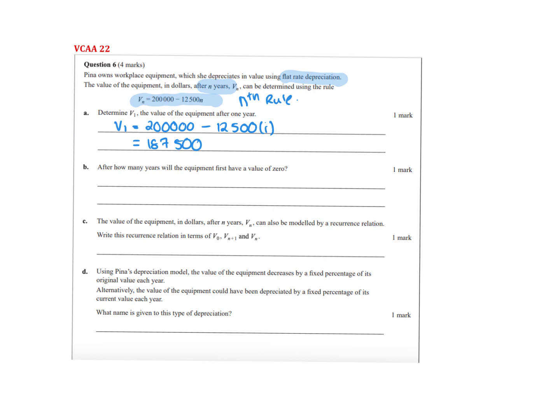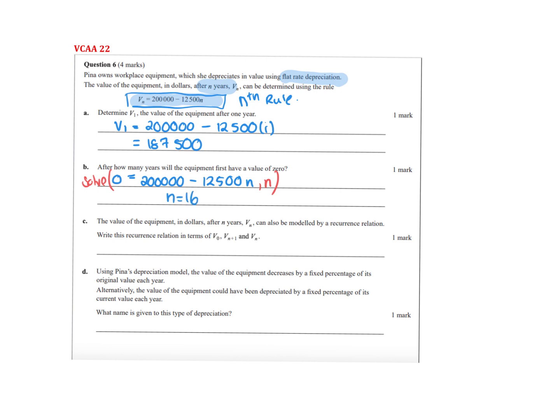And then how many years will the equipment first have a value of 0? So you can use the nth term, and you could say, see this nth term formula, and you can say you want the value to be 0, and what you're trying to find is n. So you could do here the solve. Now they're just asking after how many years. So if you solve, this one ends up being an exact, so n equals 16. Okay, so you can say after 16 years.